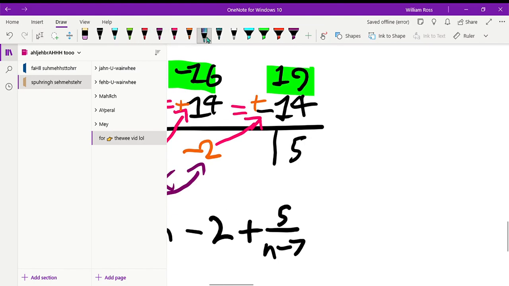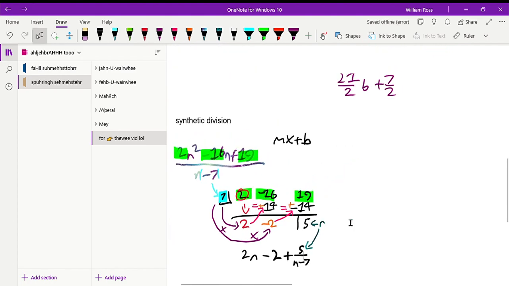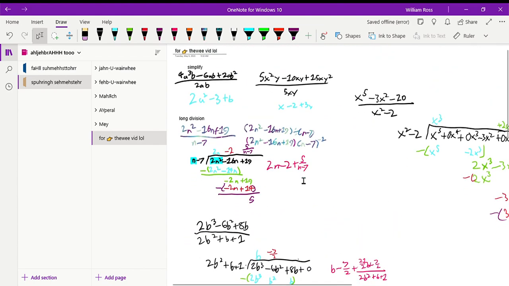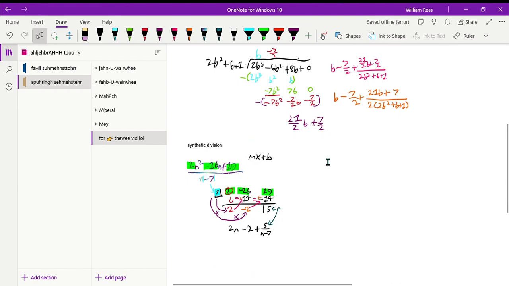I'll label this as R. And there you go. Alright, so let's try another example of synthetic division. Let's see here. What problem can we use here?